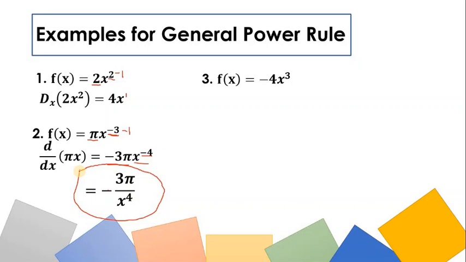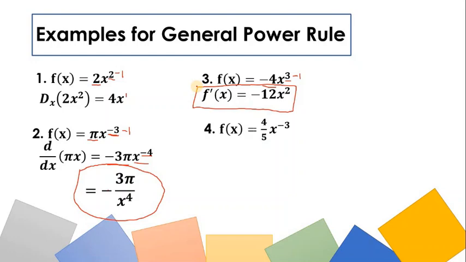For the general power rule, f of x equal to negative 4x cubed, same thing. In layman's terms, the exponent is multiplied to the base down here, so 3 times negative 4, that is negative 12. And you have to subtract 1 from your power. So 3 minus 1, that is 2. So meaning the derivative, or f prime of x, is negative 12x squared.